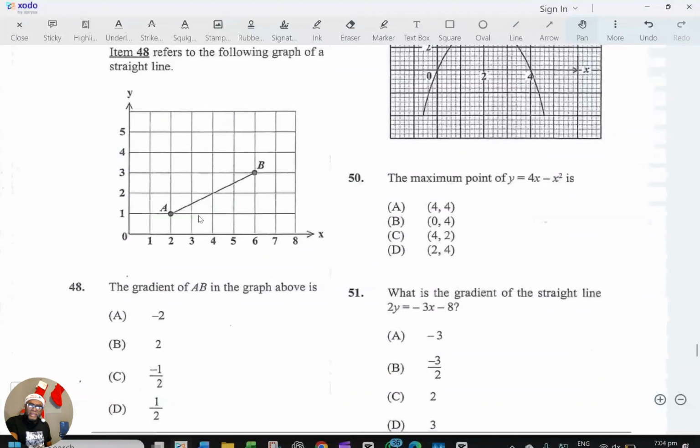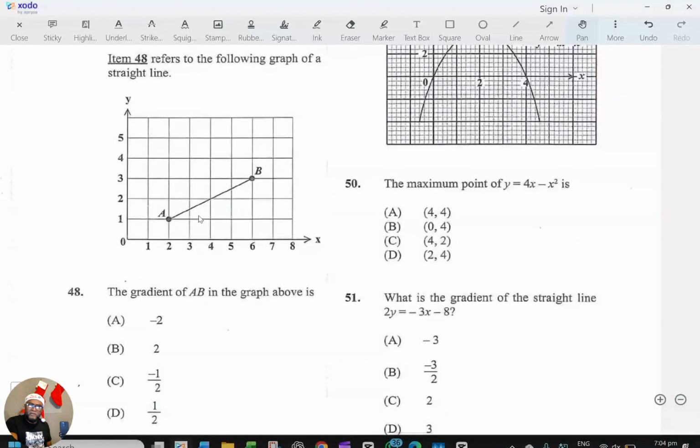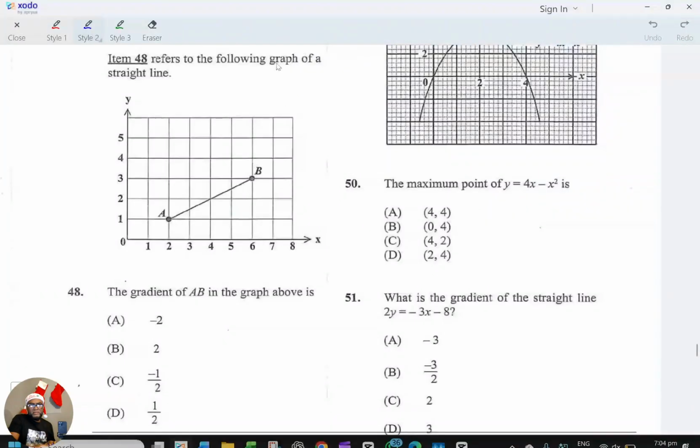Right. So item 48 refers to the following graph of a straight line. We have the graph of a straight line, right? So the gradient of AB in the graph above is, what's the formula for gradient? Gradient, M, is y2 minus y1 over x2 minus x1.